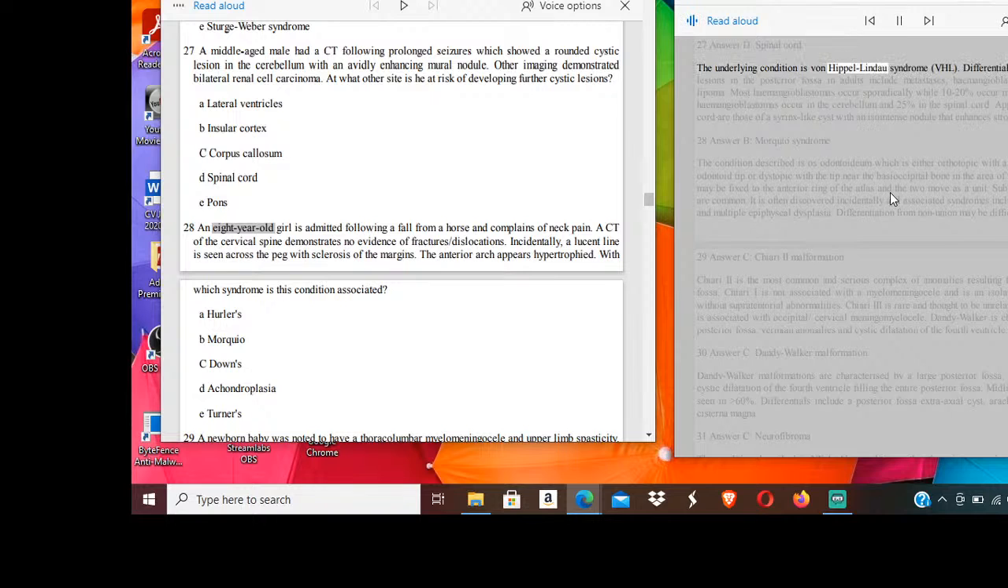Answer D. Spinal cord. The underlying condition is von Hippel-Lindau syndrome, VHL. Differentials for intraaxial cystic lesions in the posterior fossa in adults include metastases, hemangioblastoma, lymphoma, and lipoma. Most hemangioblastomas occur sporadically, while 10 to 20% occur in VHL. In VHL, 75% of hemangioblastomas occur in the cerebellum, and 25% in the spinal cord. Appearances in the spinal cord are those of a syrinx-like cyst with an isointense nodule that enhances strongly after contrast.